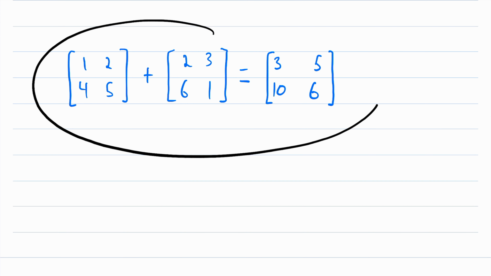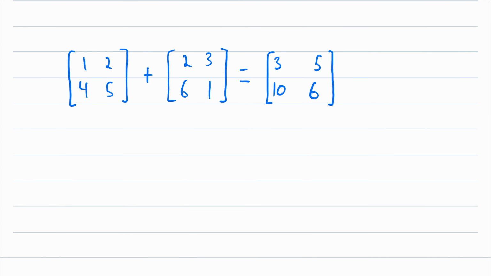So hopefully you can see it's pretty straightforward. We can only add matrices that have the exact same dimensions. When they do have the exact same dimensions, all we have to do to add them is add the corresponding entries. So 1 plus 2, that gives us 3. 2 plus 3, that gives us 5. 4 plus 6, that gives us 10. And 5 plus 1 gives us 6. And don't let more complicated examples fool you. It's still the same process.